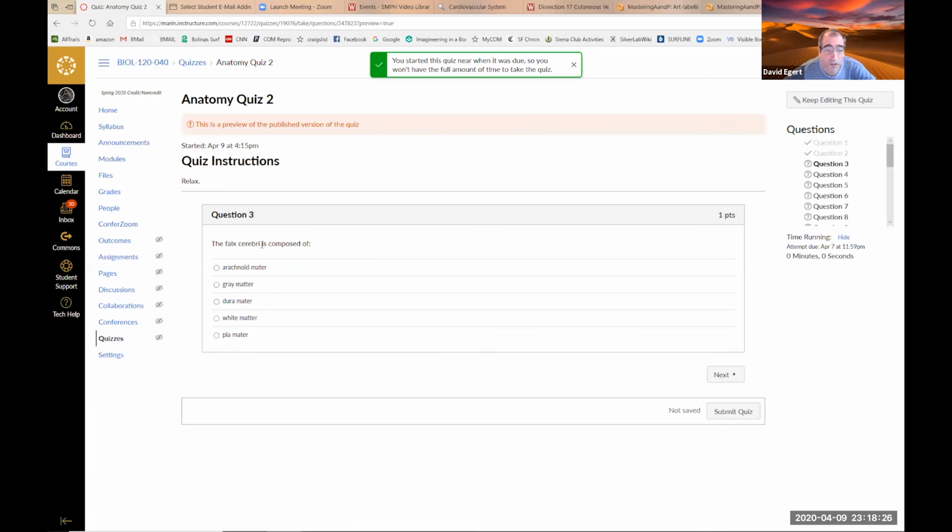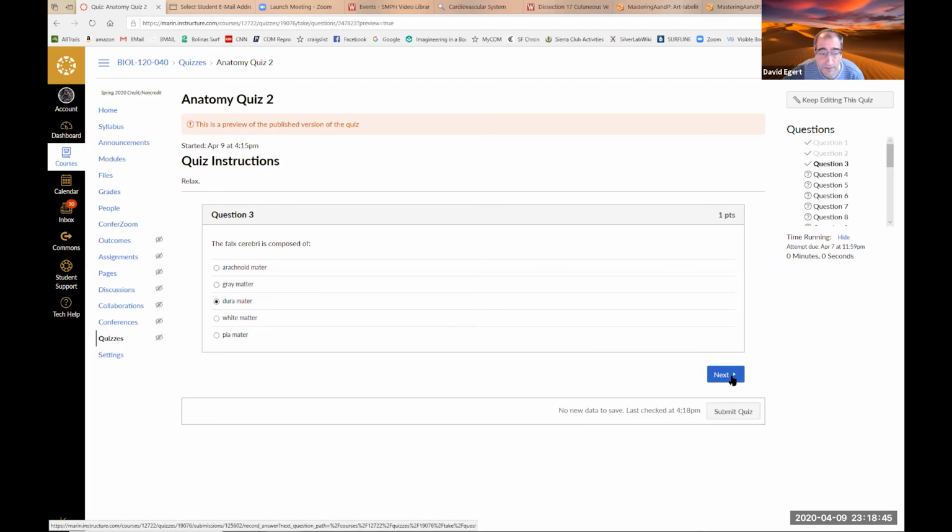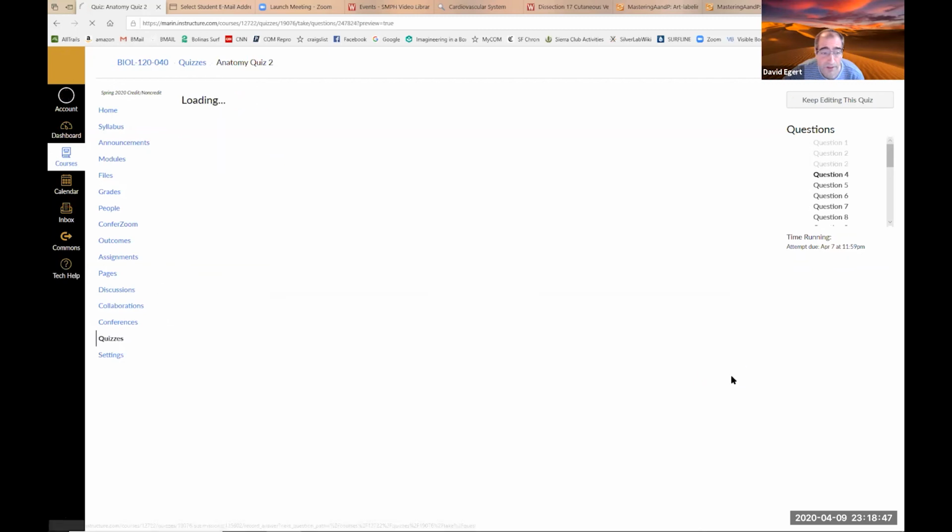The falx cerebri is composed of dura mater. It's one of the dural septa. It's the dura mater that separates the right and left cerebral hemispheres. So then we can continue on.